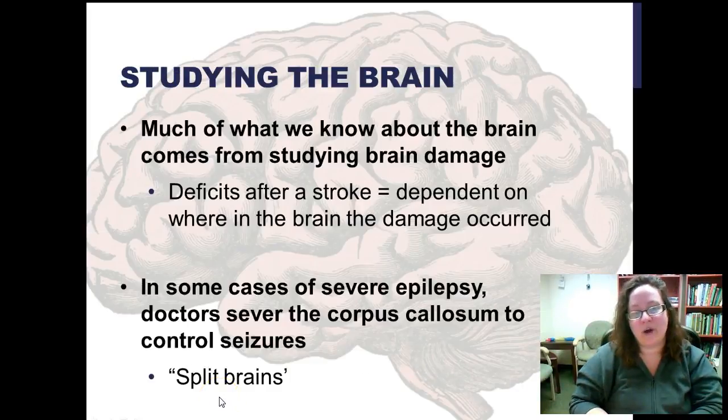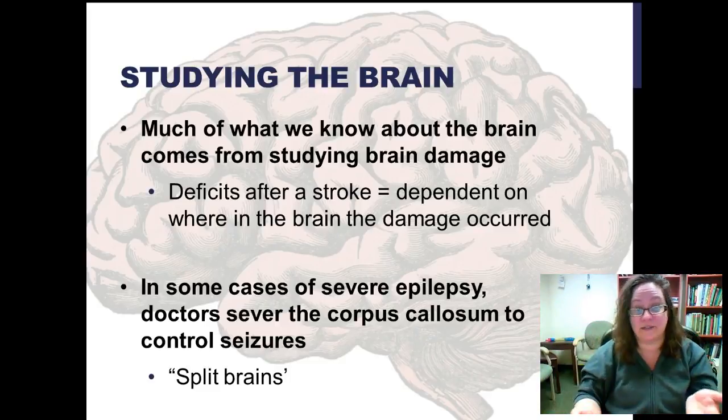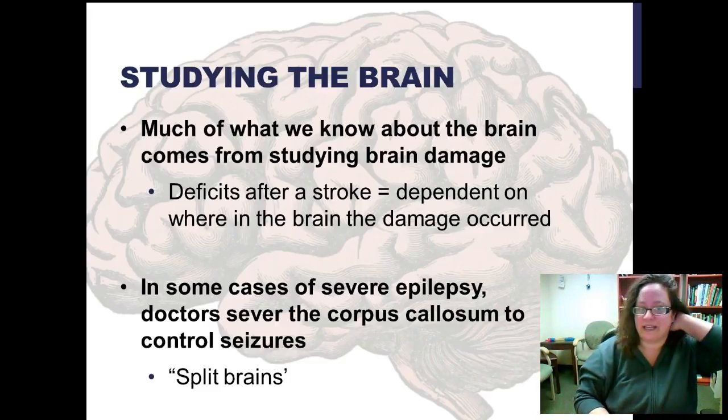A lot of what we know about the brain is from studying people who have experienced brain damage. We've got a couple extreme cases we'll talk about, but then other things like strokes. If someone has a stroke and we suddenly realize that they're having difficulty with understanding speech, then we know wherever that damage was in the brain has to have something to do with speech, or at least it's very likely.